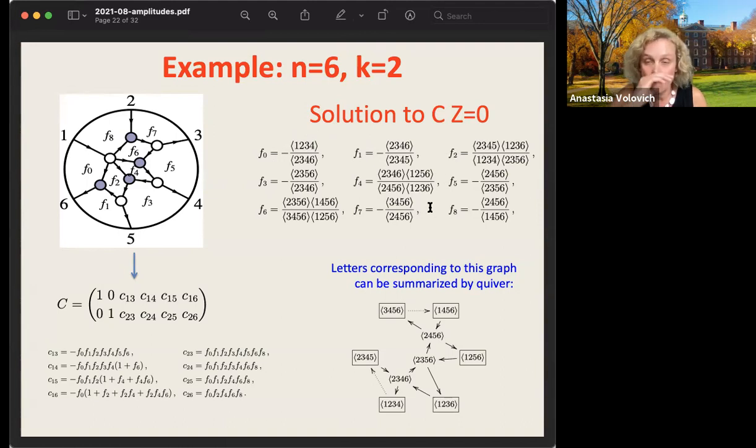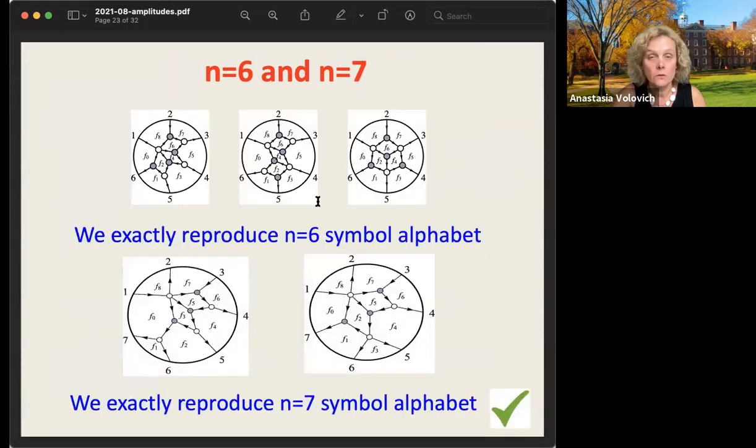The letters could be summarized in this case by the following quiver. These are the letters that appear, and then you continue. You write down all the 6-point graphs that you can write, solve C·Z=0, and see what the letters are. Very nicely, we exactly reproduce the 6-point alphabet this way. So the procedure is very, very simple. You move on to 7, you reproduce 7 points.